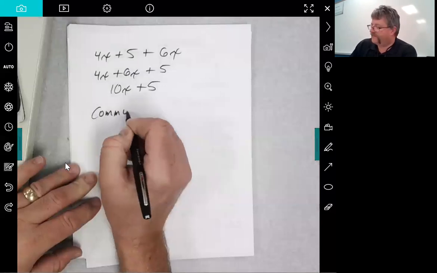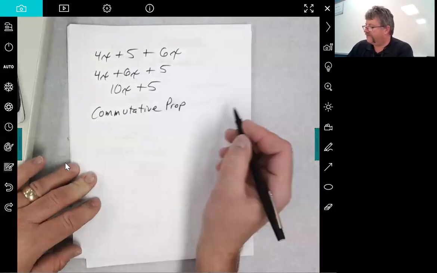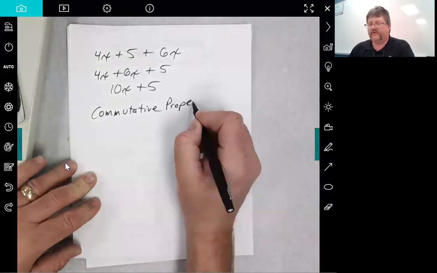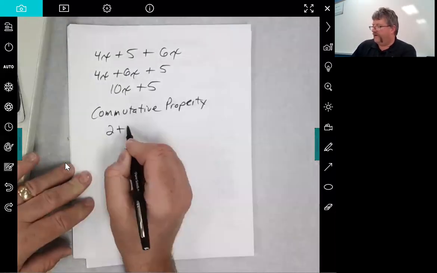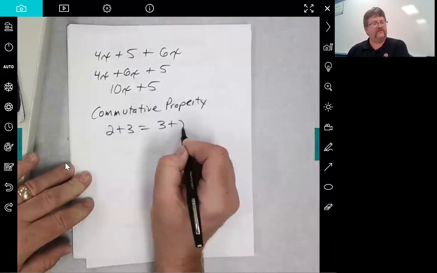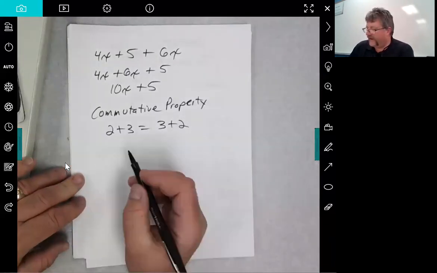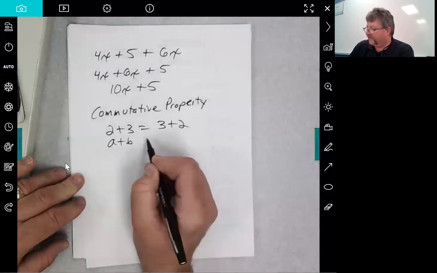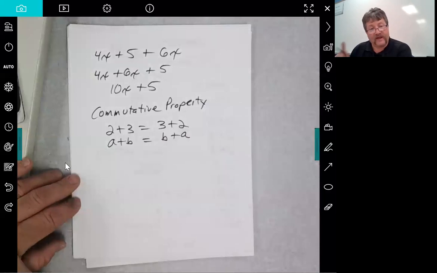Oh yeah, I remember hearing about that back in the day. Commutative property, all that's saying is something we already know. 2 plus 3 is the same thing as 3 plus 2, right? Or more generically presented, some A plus B equals B plus A. All right, the order is not important when we're adding.